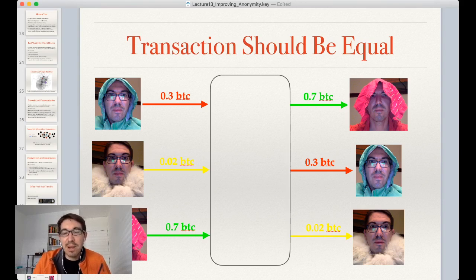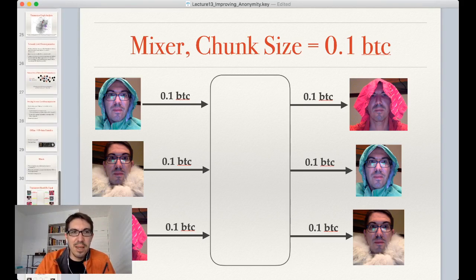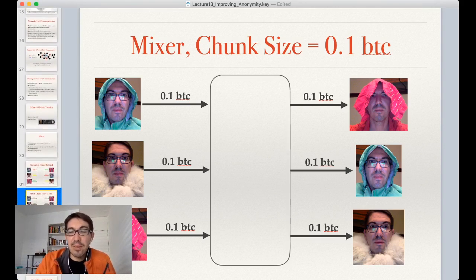If I send in 0.7 and I receive 0.7, it's not going to be hard for people to figure out. I didn't send in 0.7 just to get back 0.02, and I didn't send in 0.02 and think that I'd get back 0.7. So what you'll see with mixers is they'll have a set chunk size. For instance, this mixer has a 0.1 Bitcoin chunk size. If you want to send in Bitcoin, you're going to have to put it in chunks of 0.1 Bitcoin. That way, anyone looking at this is not going to be able to tell who the transaction went to, because it's just 0.1 Bitcoin in, 0.1 Bitcoin out.